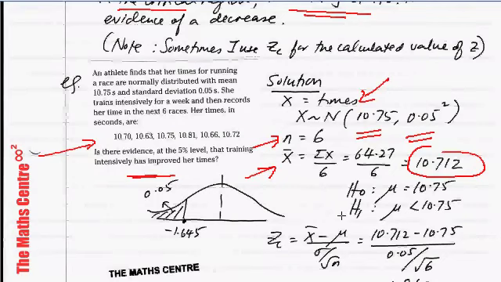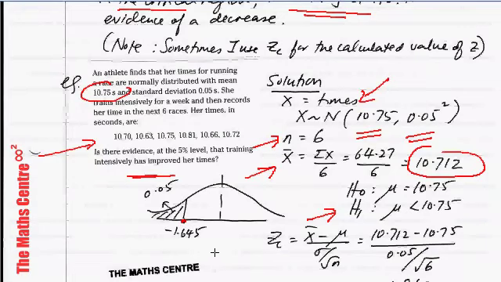So let's set up the hypothesis. H naught, mu equals 10.75, that's from here, and H1, the alternative hypothesis, mu less than 10.75. Okay, now since this is a left tail test, we will place all the rejection probability of 0.05 in the left tail. The z value from the tables is negative 1.645.